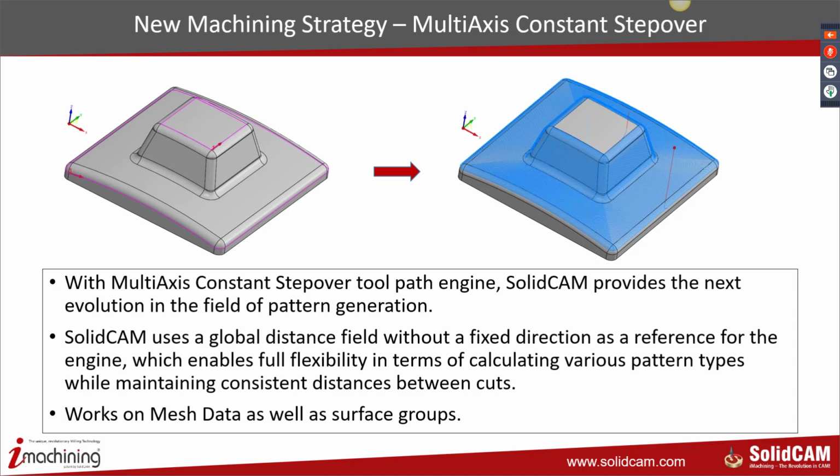It generates the pattern using a global distance field without a fixed direction as a reference, meaning that before the constant step over pattern was introduced, the tool axis direction was very important. Based on the tool axis direction, the patterns used to get generated. But now we use a global distance field. So if I say my distance between two patterns is 0.5 millimeter, then it will generate 0.5 millimeter no matter where the pattern is being generated. It doesn't use the tool axis as a reference. It just generates a pattern and then converts it into a toolpath and applies the tool axis direction.